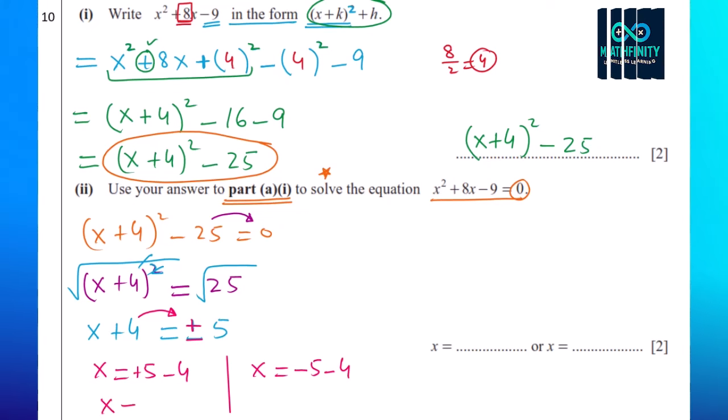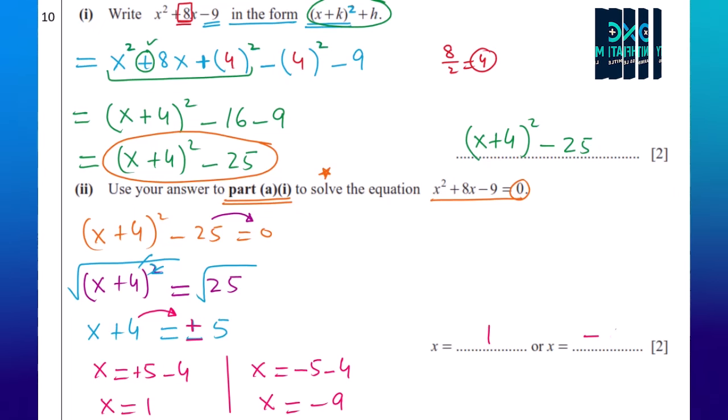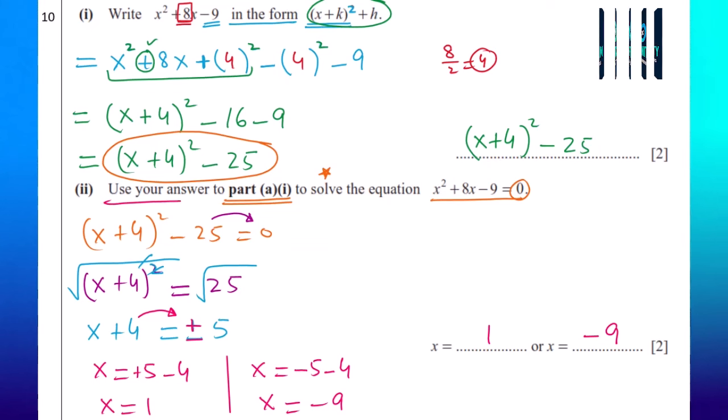What is the answer here? X is equal to 1, and from here x is equal to -9. This is the answer. Hopefully guys you understand properly. Please read the statement properly. Here they said use your answer to part A1, so only you have to use this answer. You cannot use any other method to solve this quadratic equation.